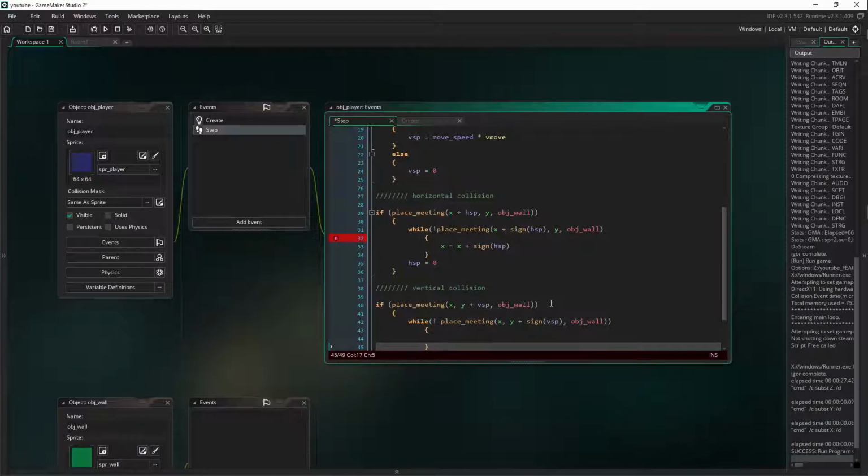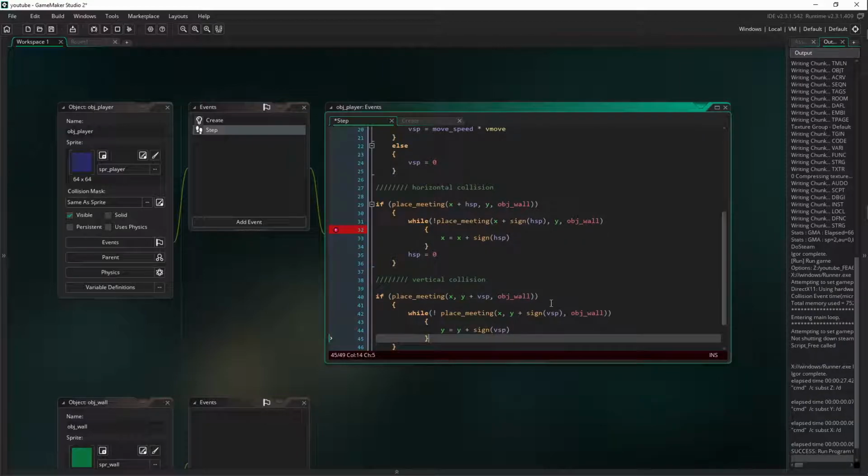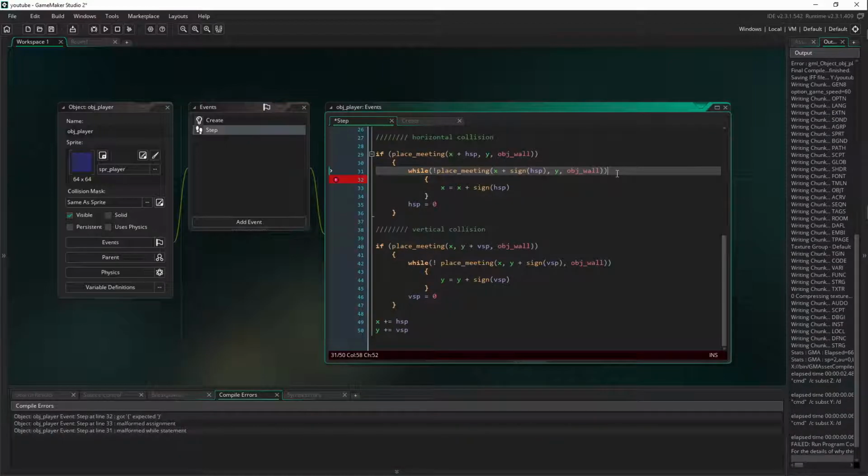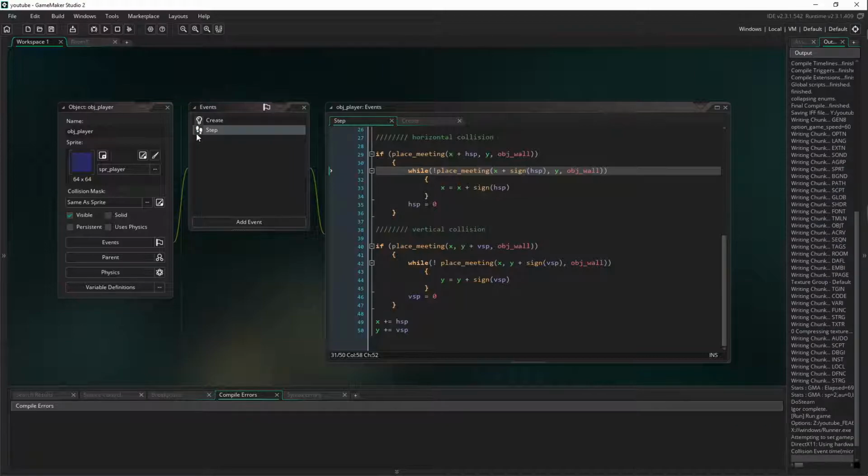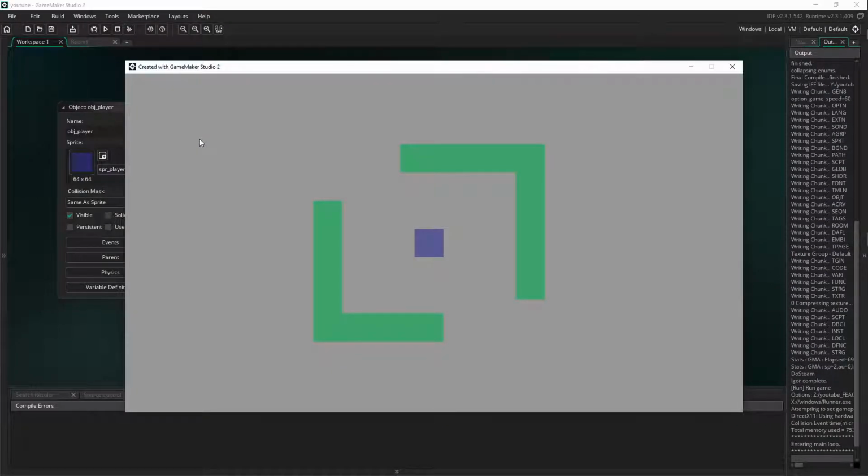I'm gonna open up another pair of brackets, y equals y plus the sign of vsp. Coming into the original brackets, we're gonna put vsp equals zero. I missed a parenthesis, okay. Parenthesis, not a bracket.